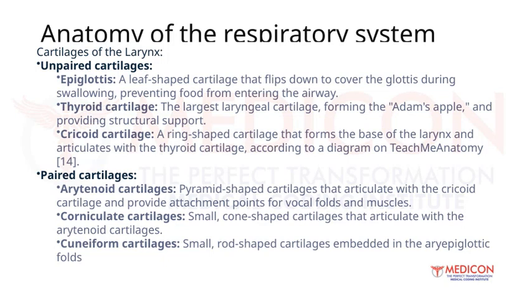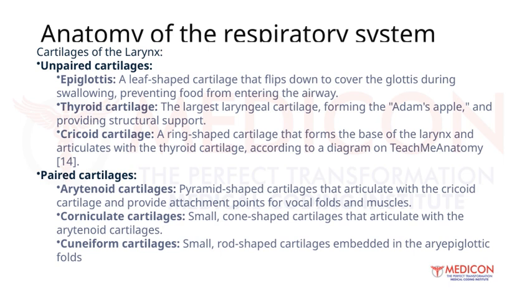Let's take a closer look at the anatomy of the respiratory system, specifically focusing on the cartilages of the larynx. First, we'll discuss the unpaired cartilages. The epiglottis is a leaf-shaped cartilage that plays a crucial role during swallowing. When we swallow, it flips down to cover the glottis, effectively preventing food from entering the airway. This simple movement is vital for protecting our respiratory passages.